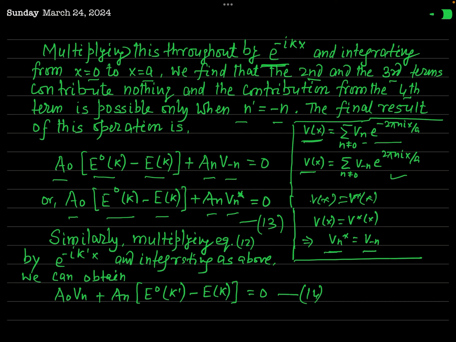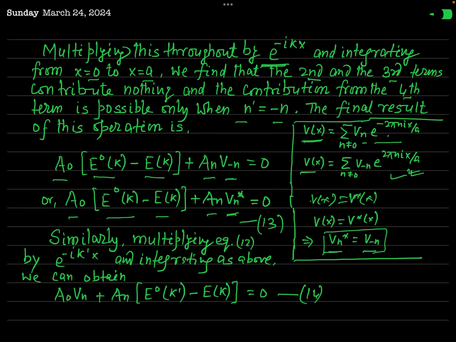And so you can see, when you take V star of x, that is the complex conjugate of V of x, then this second term will become what? This is the summation over n not equal to 0 of V minus n and e to the power minus 2 pi i n x over a. And that will cancel by this term. And so, equating these two, we get that this Vn star is equal to V minus n. So instead of this V minus n, we have written here Vn star. Okay? I think we have understood why V minus n and Vn star are equal.